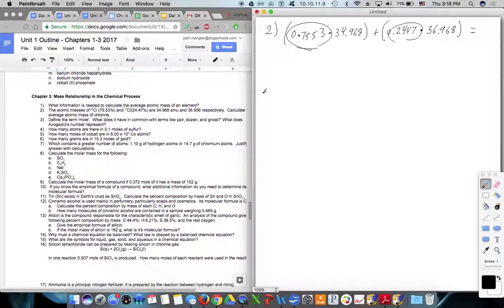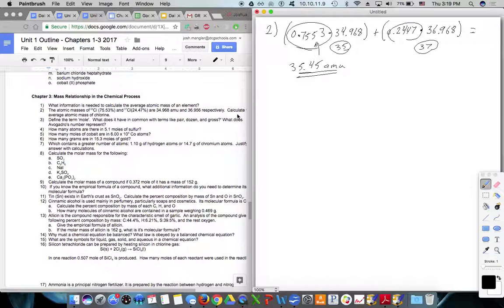So I guess the really important thing here is that the percent abundance can skew the average. Since we have more of the 35 variety of the chlorine isotope, the average is going to be skewed closer towards that value. And it does turn out that the average for chlorine is 35.45, which is closer to 35 than it is to 37. So this is isotope 35 and this is isotope 37.